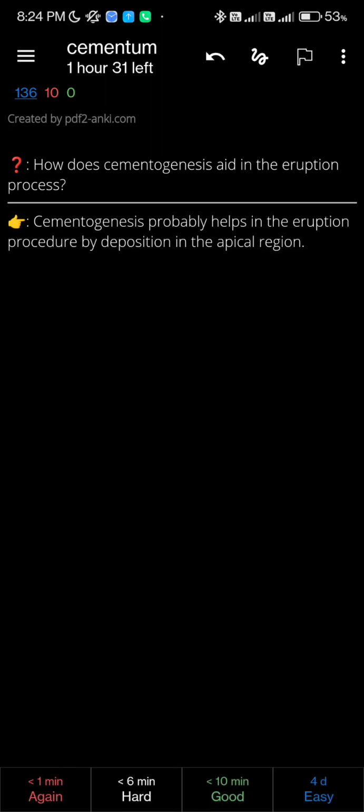How does cementogenesis aid in the eruption process? They aid in the eruption process by depositing in the apical region.